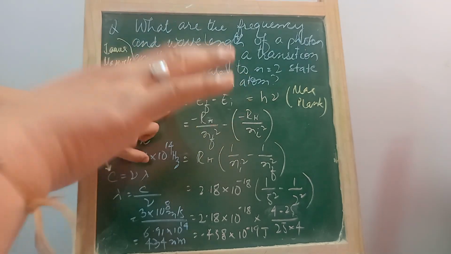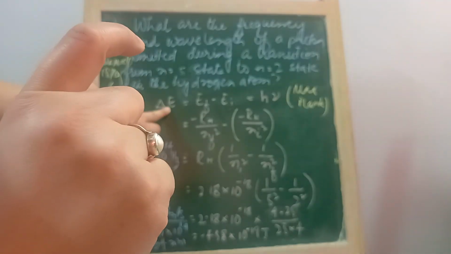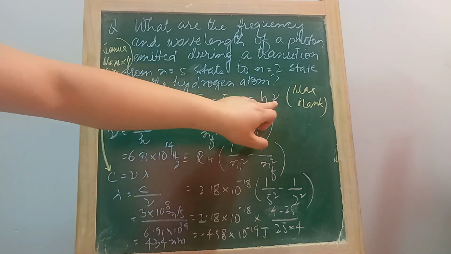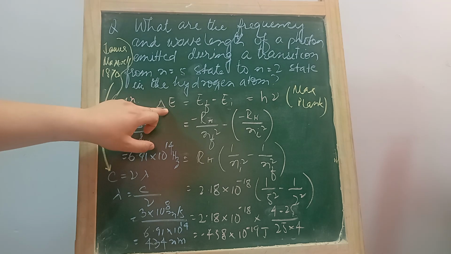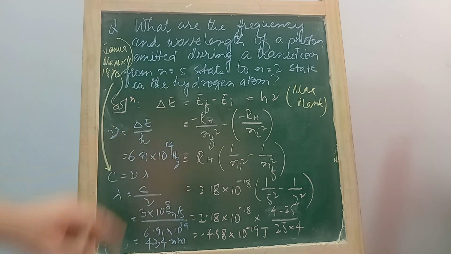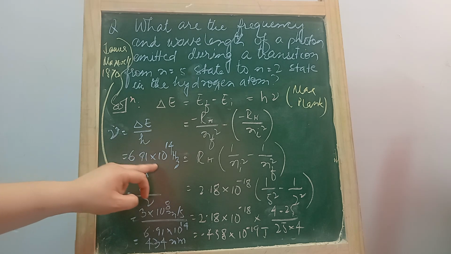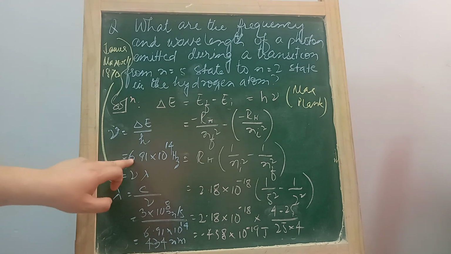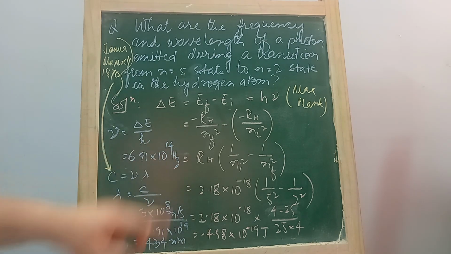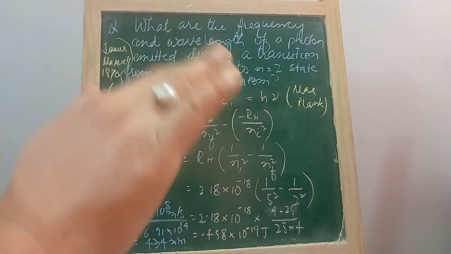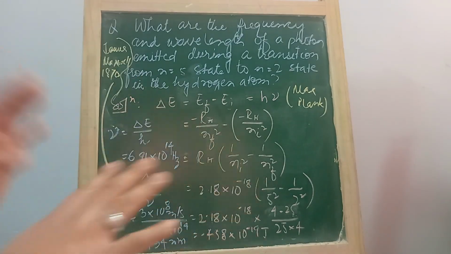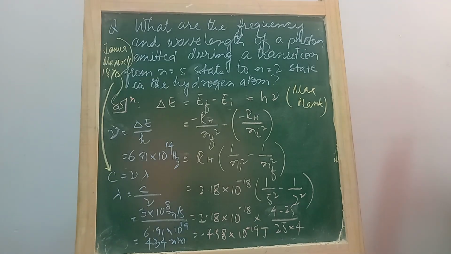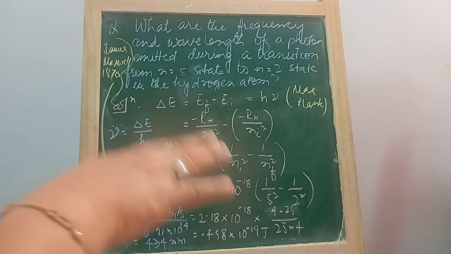This energy is the energy that will be released, the energy possessed by each photon, and it can be expressed in terms of its frequency and Planck's constant. So if you want to calculate the frequency, you divide the energy in one photon by Planck's constant. When you divide this by Planck's constant, you get 6.91 into 10 to the power 14 hertz, since it is frequency. 10 to the power 14 hertz corresponds to the visible region of the electromagnetic spectrum.